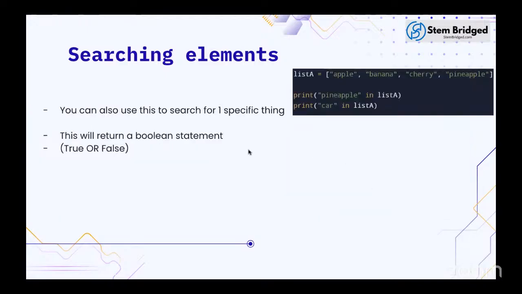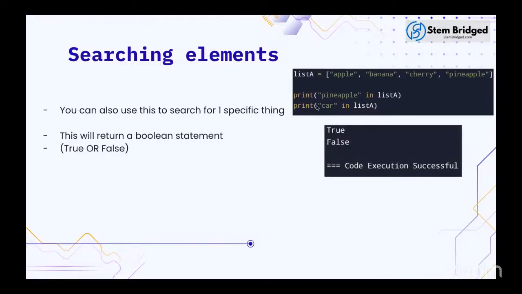Searching elements. You can also use this to search for one specific thing. You can also do print pineapple in list A or print car in list A. If it's in list A, then it's going to return true, else it's going to return false. In this case, pineapple is in the list, so it will return true. Car is not in the list, so it will return false.